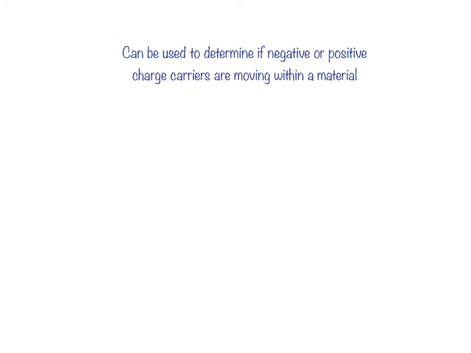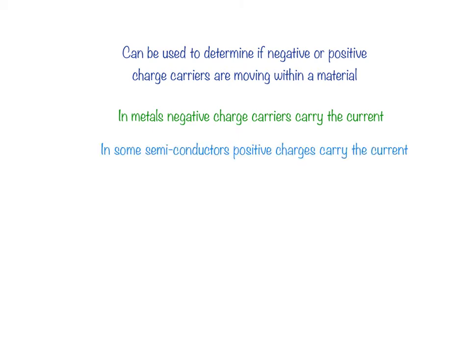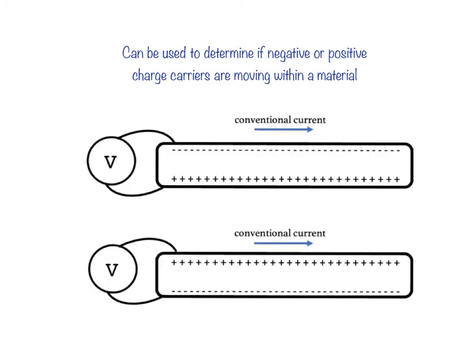Now, to me, one of the coolest things about the Hall effect is that it was actually used to determine whether positive or negative charge carriers were actually carrying the current through the wire. It showed very fundamentally that in metals, a lot of the time it's negative charges that carry the current, whereas in some semiconductors it's shown that positive charge carriers can actually carry the current. That's a pretty neat idea, and you can think about this if you look at actual current, so the movement of electrons, versus conventional current.